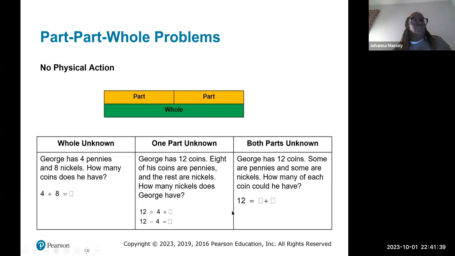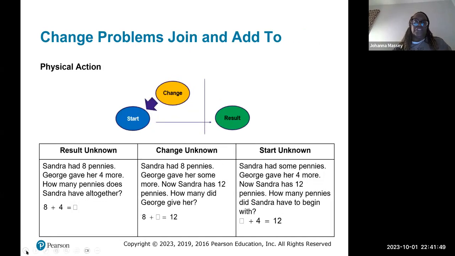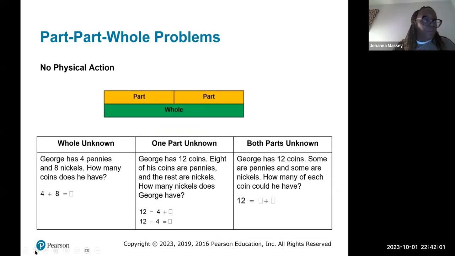So I want you to pause the video for a moment, and I want you to come up with these situations where you have a change of physical actions happening, which is join and add to, where you're actually doing something or somebody's doing something to something. And then where there's no physical action, but these are parts of a particular whole, right? Okay.